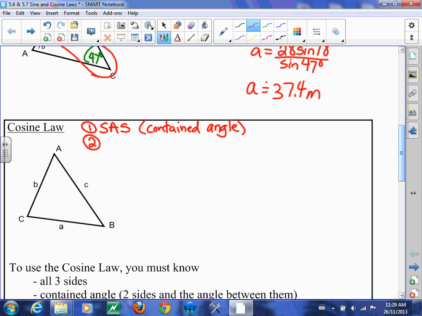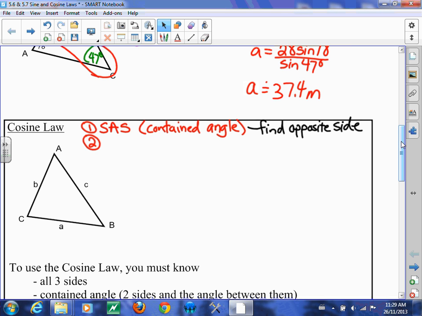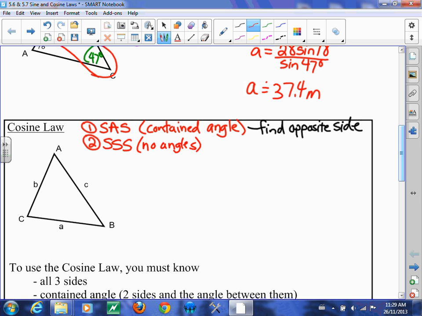Okay. And what you're going to be doing in that case is you're going to be finding the opposite side length. So find opposite or other side, because the other two sides are given. Okay, that's case one. Case two, ladies and gentlemen, is where you're given a triangle with side, side, side. That means no angles are given. Okay. And what you're going to be asked to find here is you could find any angle.